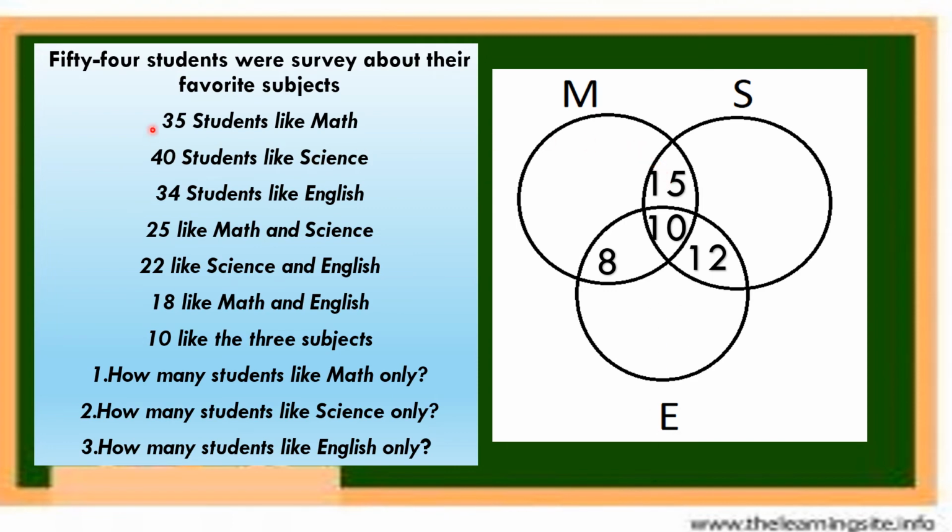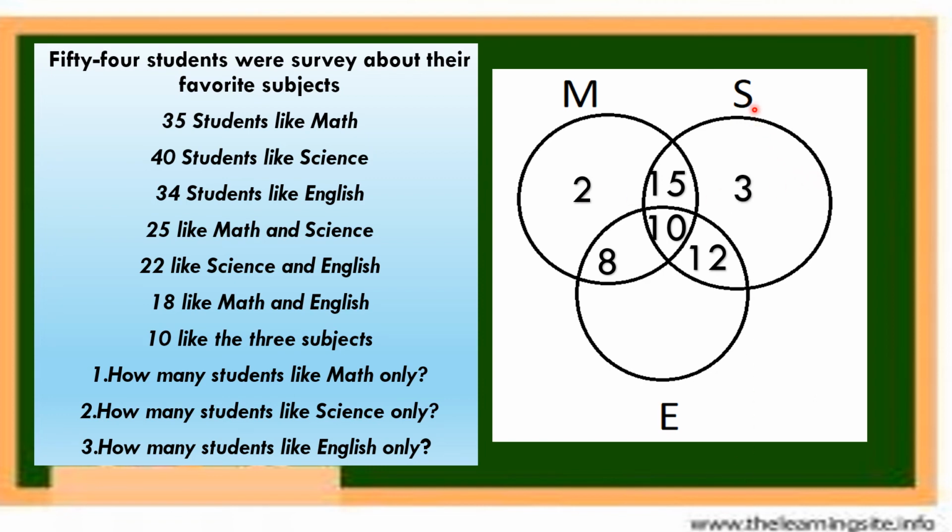Next, we have 35 students like math, 40 students like science, 34 students like English. So, look at this one. We'll start with math. We have 15 plus 10 is 25. 25 plus 8 is 33. And we have 35 minus 33, so we have 2. So we can proceed with the next.